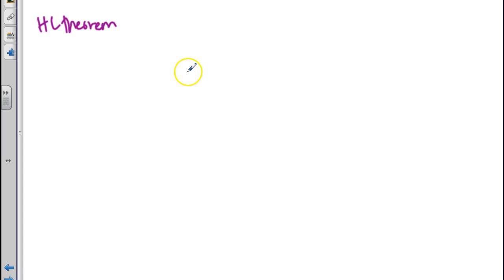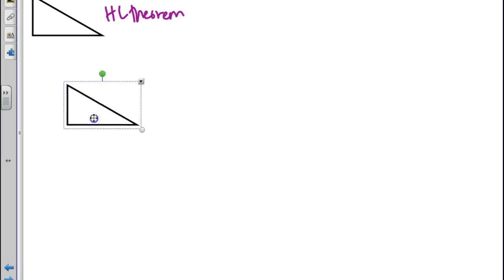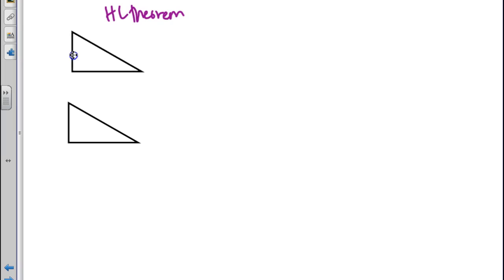The hypotenuse leg theorem says if I have two right triangles and the hypotenuse is congruent in the first triangle to the second, and then I have legs that are congruent. Let's do hypotenuse leg. I got out of order. This is postulate 6.1. That's okay. And let's say these two legs are congruent to each other. Then my two triangles are congruent to each other.